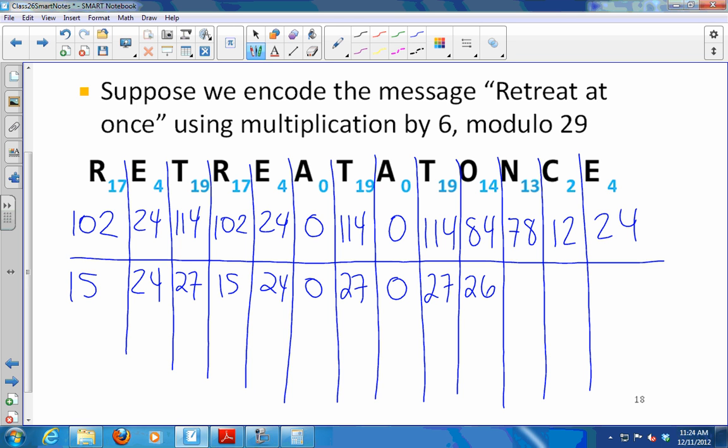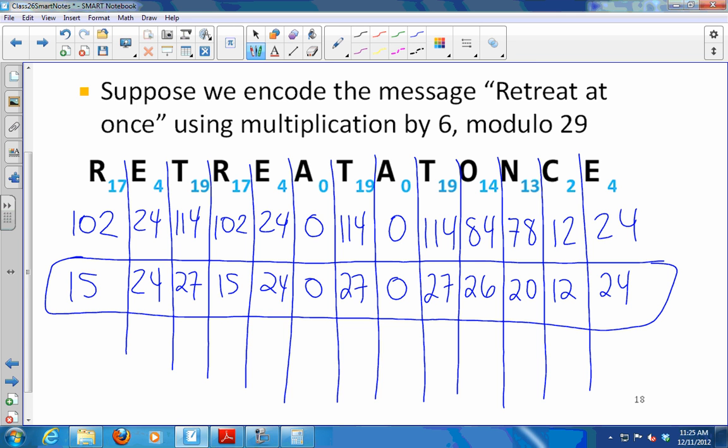Okay, 78? 20. 12 is small enough and 24 is small enough. Now, the problem with changing this back to letters is that I have some 27s in there. And 27 does not correspond to any letter of the alphabet. Neither does 26. What we're going to do is even simpler than that. We are not going to change it back to letters. This is going to be the code that we send. We're going to send a list of numbers instead of letters.